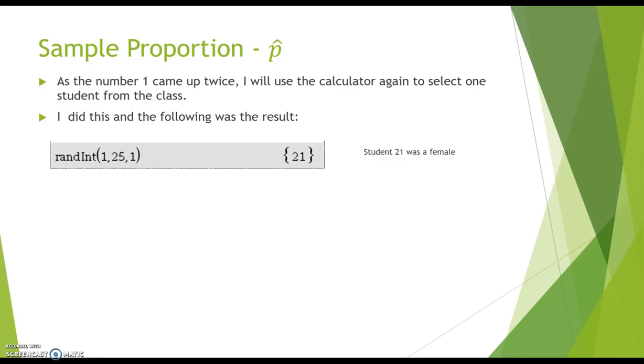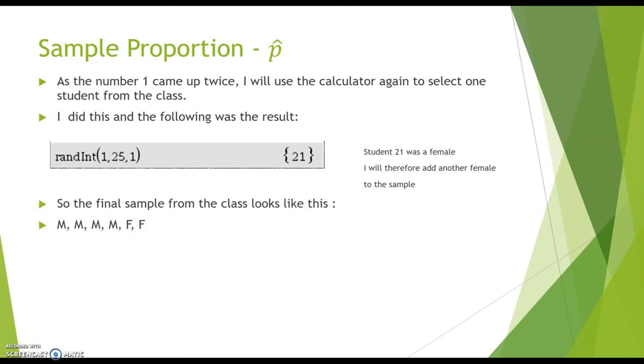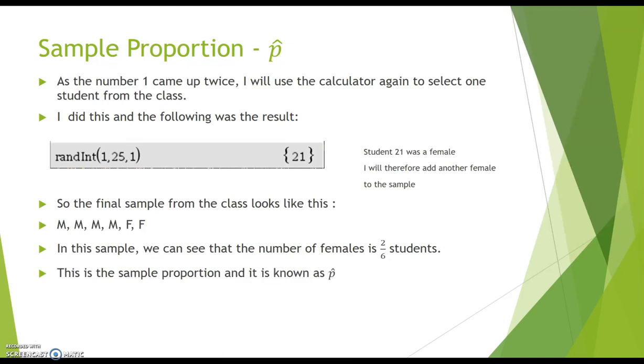The random number I got was 21. This student happened to be a female. So therefore, I will add another female to the sample. So the final sample from the class looks like this: male, male, male, male, and then 2 females. In this particular sample, we can see that the number of females is 2 out of 6 students. This is the sample proportion, and it's known as P hat.